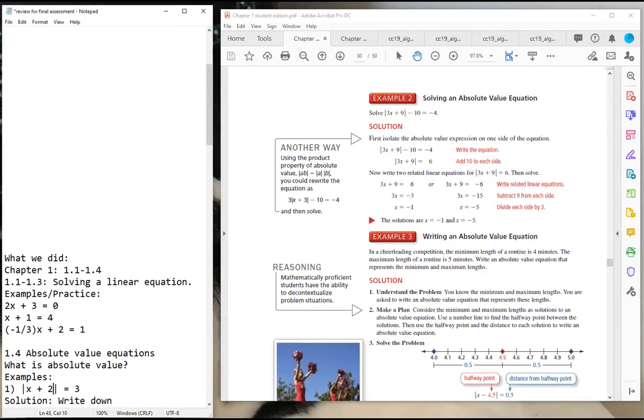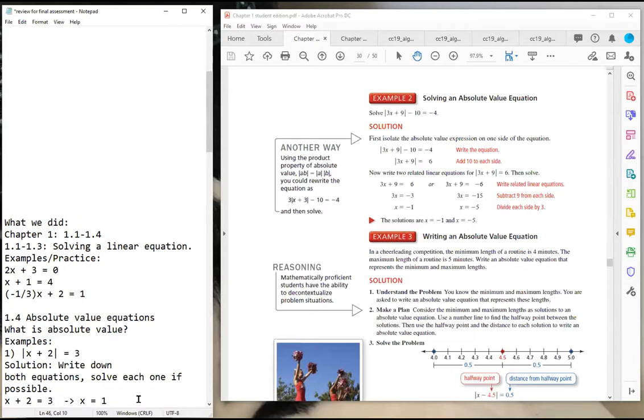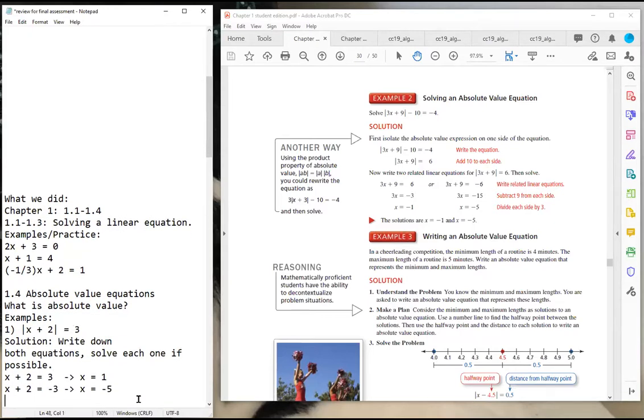Yeah, so something like absolute value of x plus 2 equals 3. How do you do this? Remember, the idea is whatever is inside the absolute value sign, that can be equal to 3, or it can be equal to -3. So you write down both equations and solve each one if possible. So the first equation is x plus 2 equals 3. You solve that to get x equals 1. And the second equation is x plus 2 equals -3. Solve that to get -5.